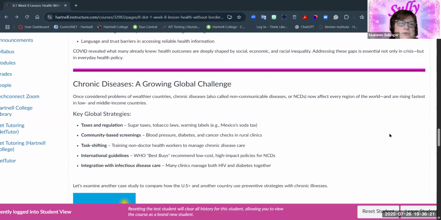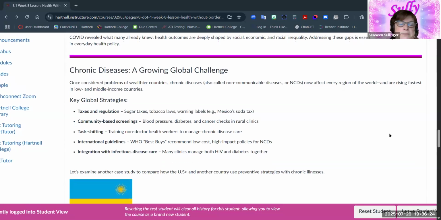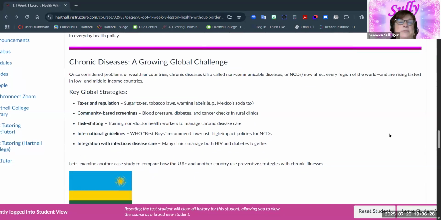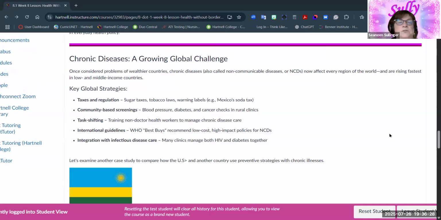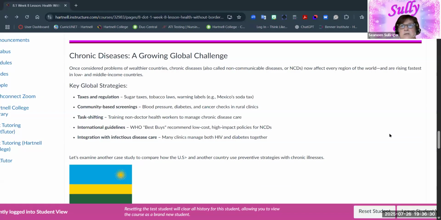And so then there's also one here, I give you a case study talking about chronic diseases and the growing global challenge. So chronic diseases tended to be thought about in wealthier countries. If you think about hypertension, diabetes, also called non-communicable diseases, but now they affect every region of the world, right? And they're rising fastest in low and middle income countries. So what in our world is changing that is making this happen? It's really interesting to me.